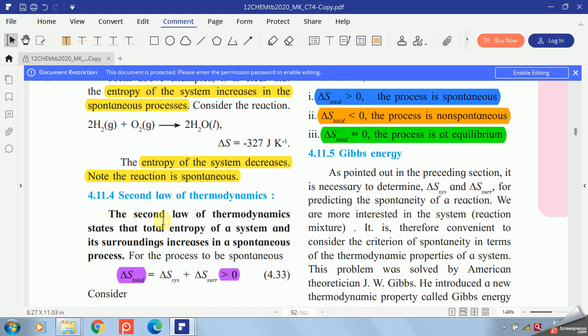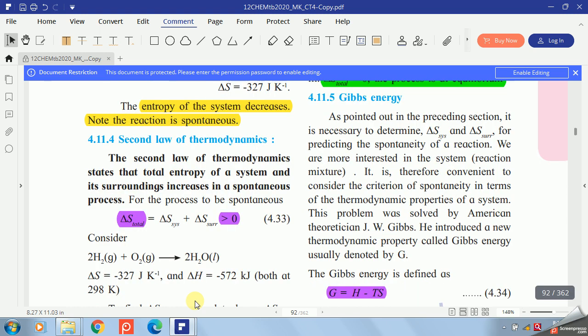So the spontaneity of a reaction does not only depend on the entropy of the system. We can't say anything about the spontaneity if we know only the entropy of the system. That's why the sum of the entropy of the system and that of the surroundings is considered, and if the total entropy is greater than 0, then we can say that the reaction is spontaneous.